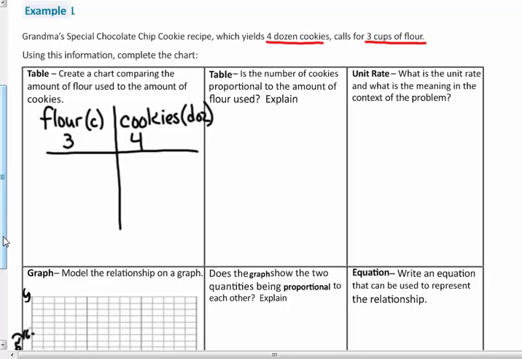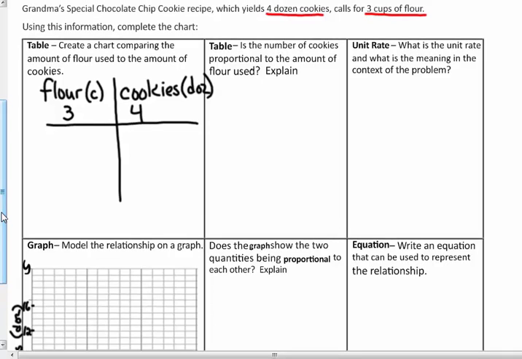Using this information, complete this very large chart here that has 6 sections. I started some of it for us. A table. Create a chart comparing the amount of flour used to the amount of cookies. Well, it says if she has 3 cups of flour, she can get 4 dozen cookies. If I double that, I would have 6 cups of flour, would give me 8 dozen cookies. Doubling again, or taking 3 and multiplying it by 4, I would get 12 cups of flour. Doubling my cookies, I would get 16 dozen cookies, and 4 times 4 is 16.